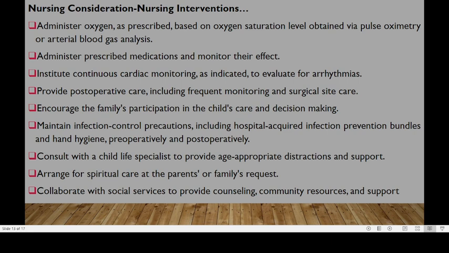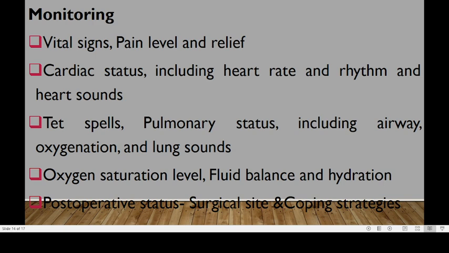Encourage the family's participation in the child's care and decision making, and maintain infection control precautions including hospital-acquired infection prevention bundles, and hand hygiene both preoperatively and postoperatively. Always consult with a child life specialist to provide age-appropriate distractions and support, and this can be looked at when considering the milestones. Arrange for spiritual care at the parents' or family's request, and collaborate with social services to provide counseling, community resources, and support.